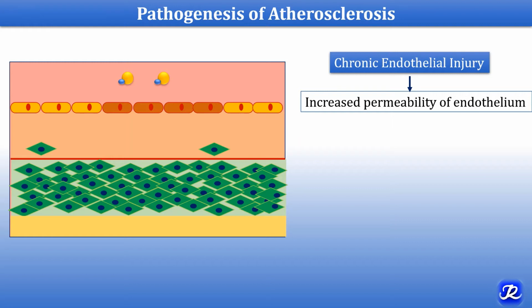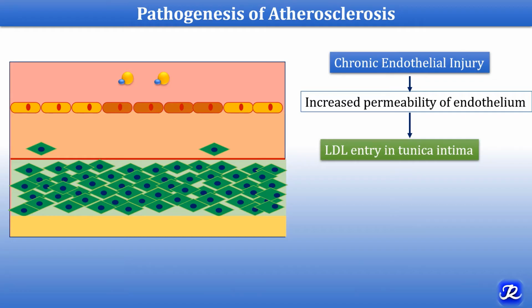And because of endothelial dysfunction, the permeability of endothelium is increased, and it leads to entry of LDL in the tunica intima. So these are the circulating LDL which are present in the lumen of blood vessel, and they enter the tunica intima. Along with this, cholesterol crystals are also seen in the tunica intima, and both the LDL and cholesterol crystals, they play a very important role in the development of atherosclerosis.